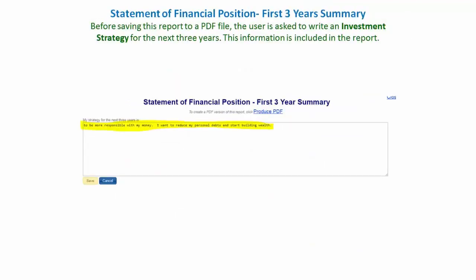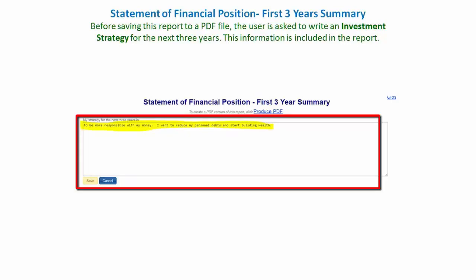The report Financial Position First 3 Years Summary was previously called the 3-year investment strategy. The reason is that before the report is generated, the user or the financial advisor is given the opportunity to write their plans for the next 3 years in the highlighted space. The following was written for this report. My strategy for the next 3 years is to be more responsible with my money. I want to reduce my personal debts and start building wealth.